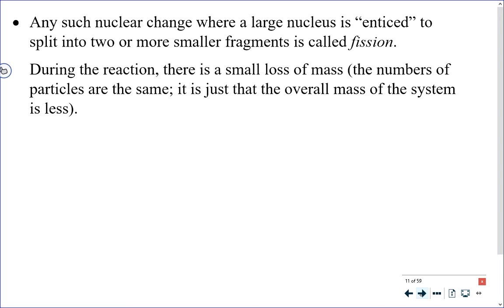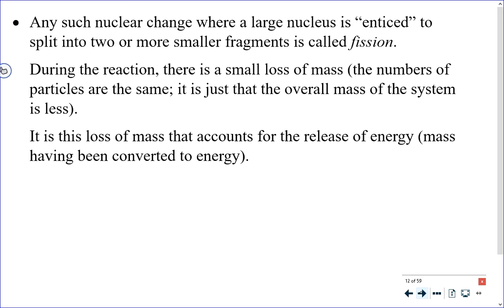During the reaction, there will always be a small loss in mass because fission is always exothermic. And it's that loss of mass that accounts for the production of the energy. That loss in mass is converted to energy, and that energy is expelled to the environment.